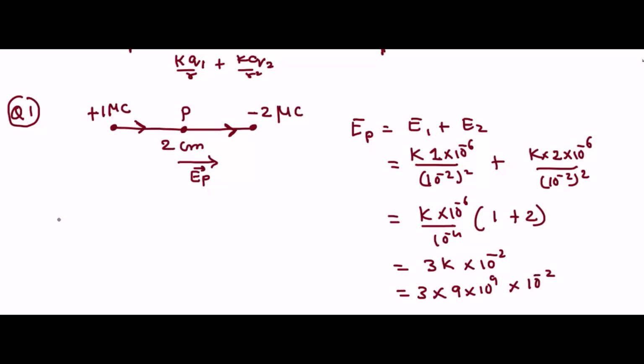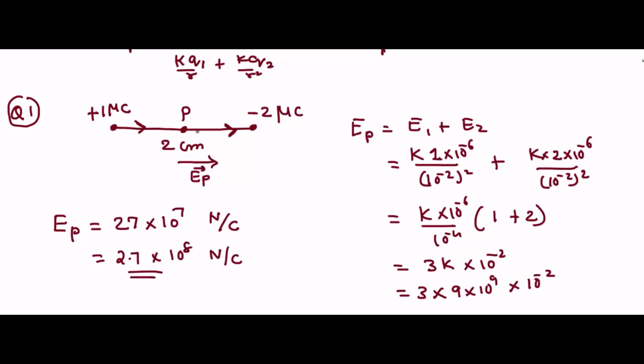So the magnitude of EP will be equal to 9 times 3, 27 into 10 raised to 7 Newton per coulomb, and I can write this as 2.7 into 10 raised to 8 Newton per coulomb. So at this particular location, the magnitude of the electric field strength is 2.7 into 10 raised to 8 Newton per coulomb, and the direction is towards the right. That's how we look at this particular question.